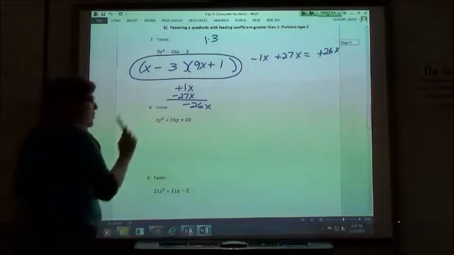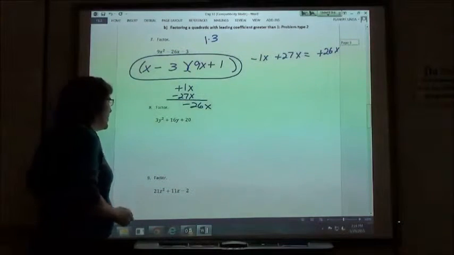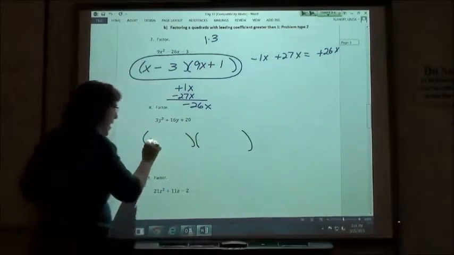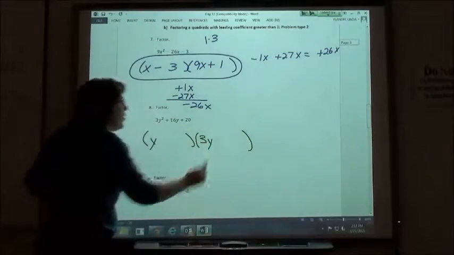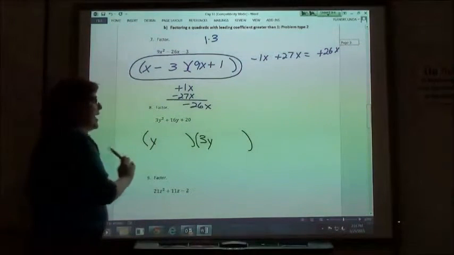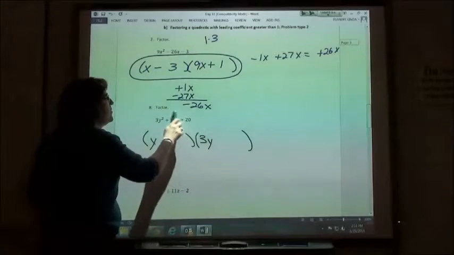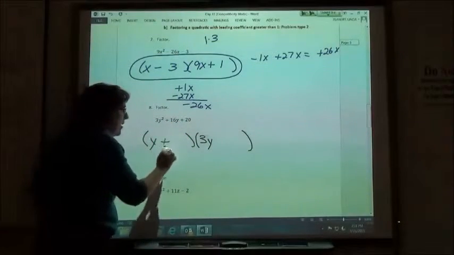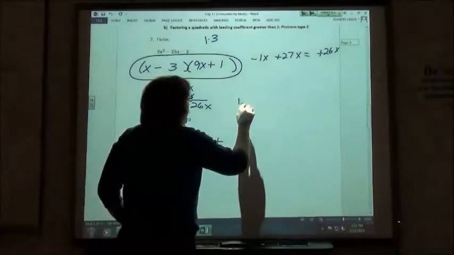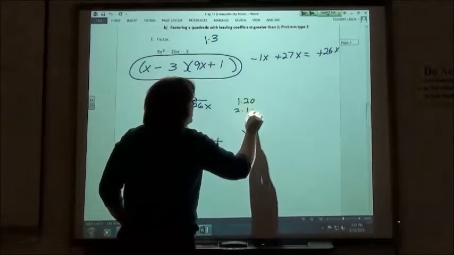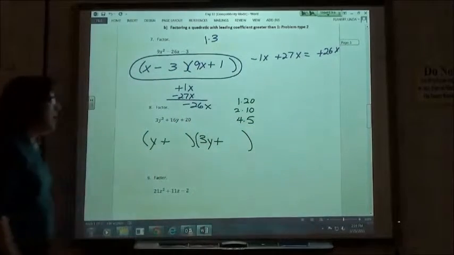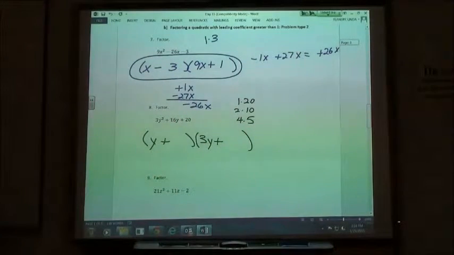Number 8, we have 3y squared plus 16y plus 20. 3y squared, again, I would have y and 3y. 1 times 3, the only way to get 3y squared. My signs, the end is a positive, so both have to be the same as the middle, positive and a positive. Factors of 20. 1 times 20, 2 times 10, 3 doesn't work, 4 times 5. I have a whole lot more pairs of factors to check.